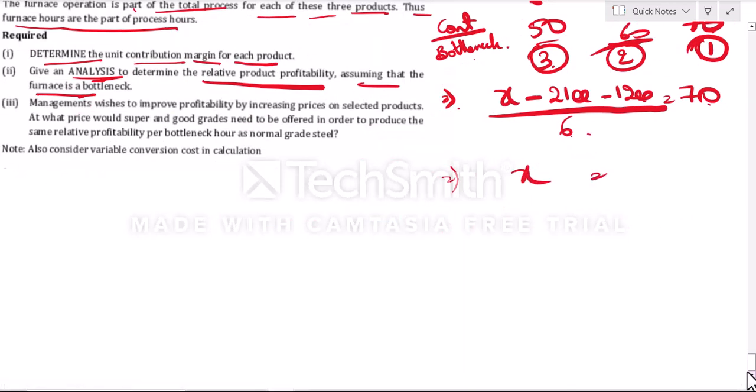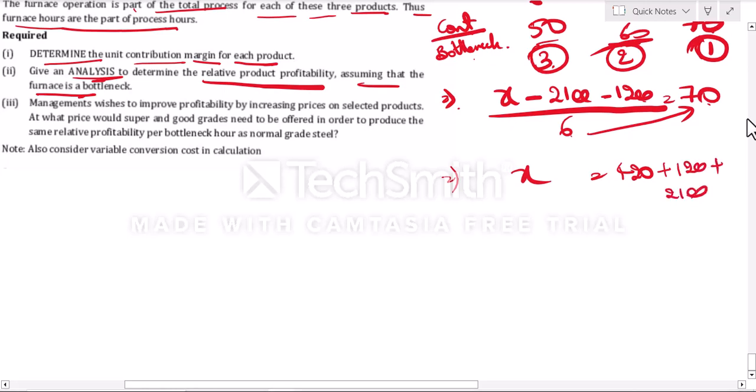X equals, by cross multiplication, 6 into 70 means 420, and bring the minus to this side. If you know the basic maths, you can understand. If you don't know, I am not your maths teacher. 420 plus 1200 plus 2100, 3720. This is the price they can select in order to earn the same contribution.